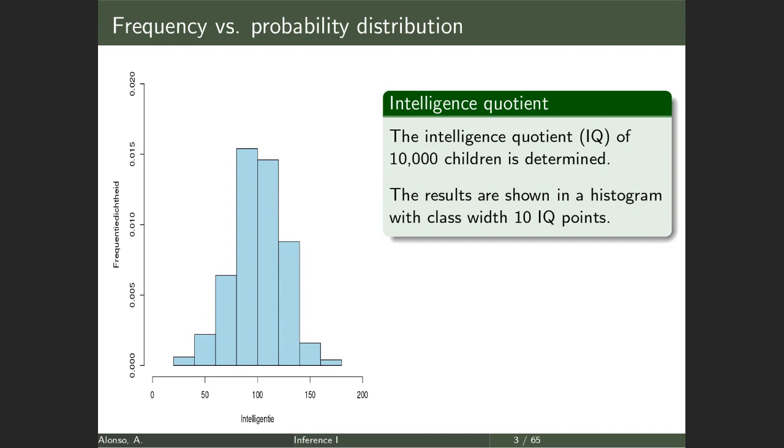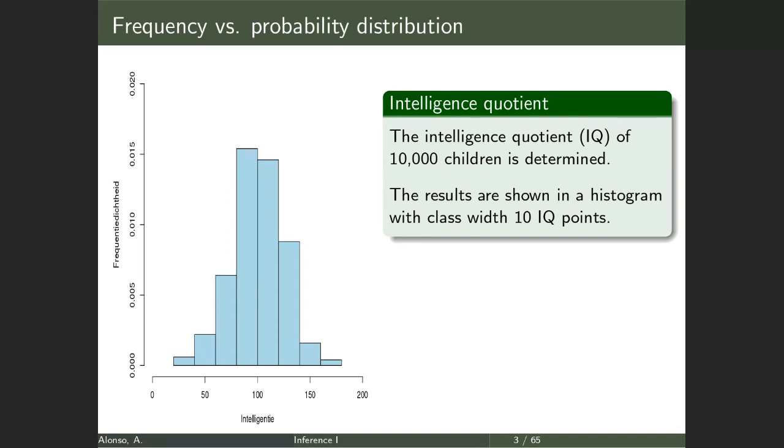And there are many ways of doing that, but we have typically IQ tests. They are some kind of rating scales that we use to assess the intelligence of individuals. Let us say that we have gathered information about the IQ score of 10,000 children. Then we can just represent this data in a graphical way using a histogram.